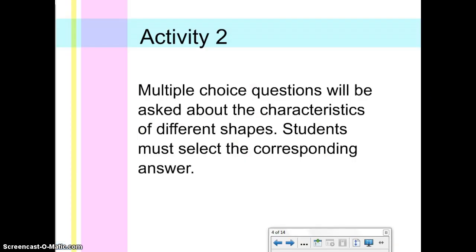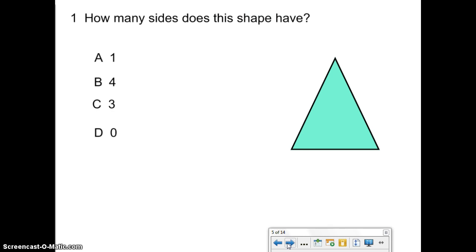So in this second activity, multiple choice questions will be asked about the characteristics of different shapes, and students must select the corresponding answer. So this specific activity is a clicker activity. It's a smart response question. So it utilizes a clicker. The teacher will be up in front of the class utilizing the smartboard, and students will have a clicker. So this question says, how many sides does this shape have? 1, 4, 3, or 0? And students will click in with what they feel is the correct response.